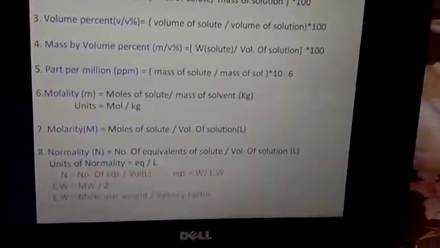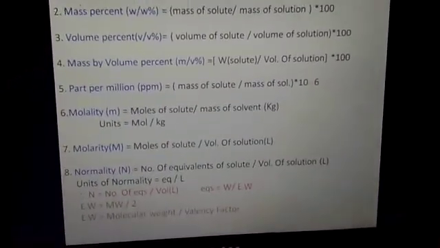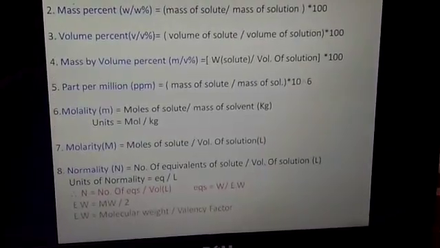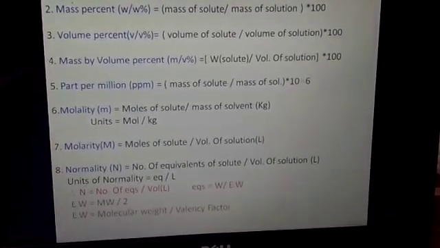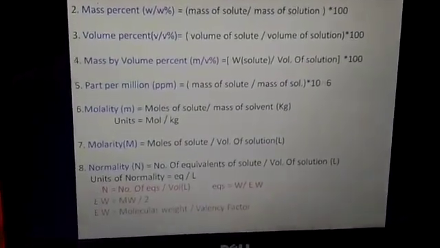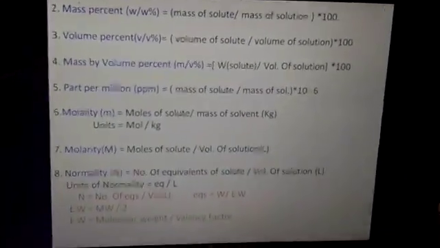Parts per million. Parts per million represents the number of parts by mass of solute present in 1 million parts of the solution. That is, parts per million is equal to mass of the solute upon mass of solution into 10 to the power 6.